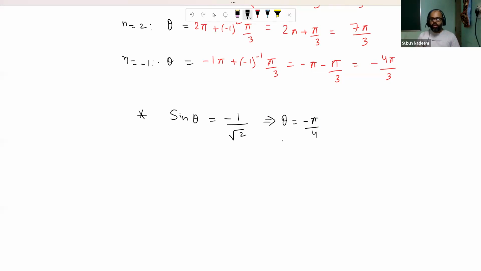Correct. Now, tell me all other angles, like for n equal to 1, n equal to 2, n equal to minus 1. And you can give me the final answer now.